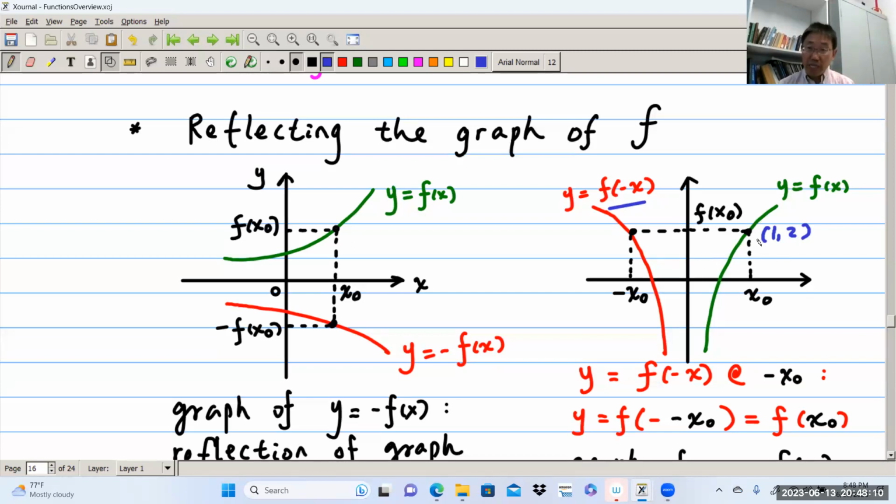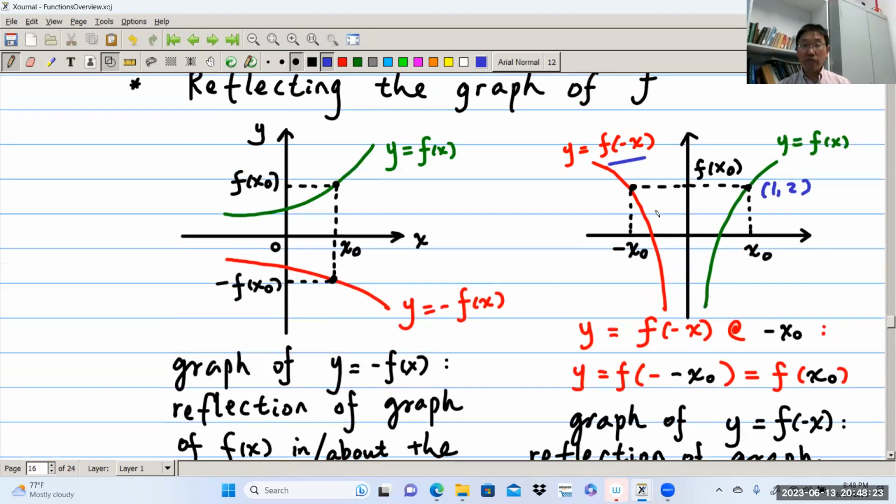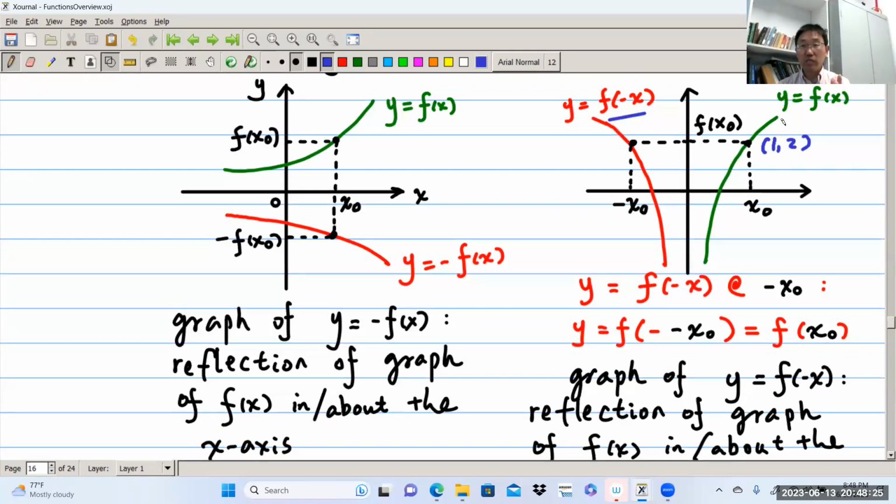So now you see, whenever you have a point to the right, you have a corresponding point to the left. So you have this left-right symmetry now. So if you change x to negative x, we see the graph of f of negative x is a reflection of this f of x in the y-axis. Okay? So remember these two reflections. F to negative f, reflection about what? About x. X replaced by negative x, reflection about what? About y. Got it? About y.